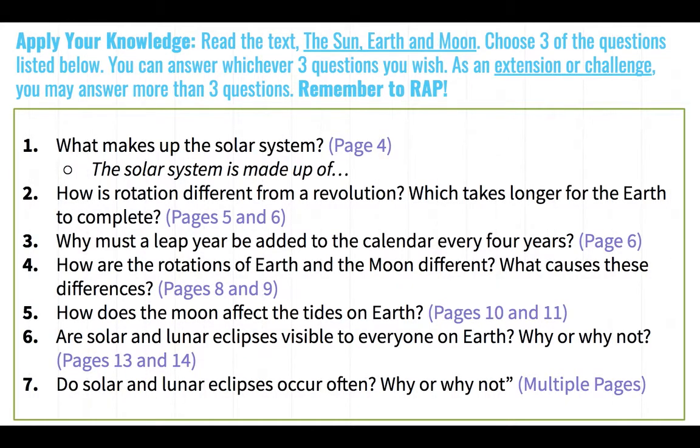Today, as you go on to read the text, you have the option of answering any 3 of these 7 questions. If you would like, you may answer all 7 questions as an extension opportunity. In purple, you can see the page number where you will find the answer to each question. For question number 1, I already started the answer with the question restated because we need to restate the question in our answer. Question 1 was, what makes up the solar system? I will start my answer with, the solar system is made up of blank, blank, blank, blank, blank.